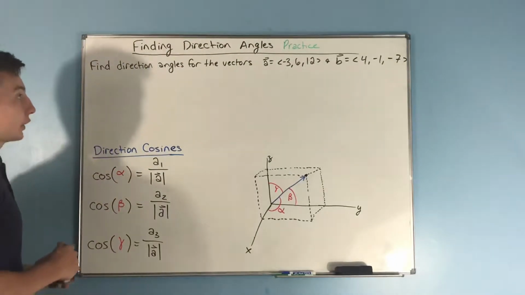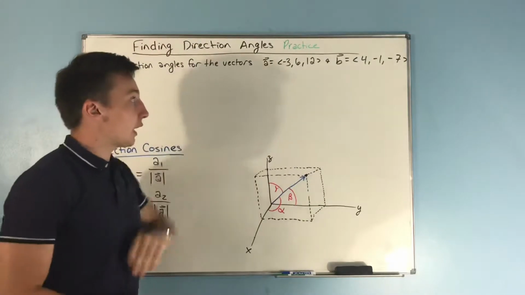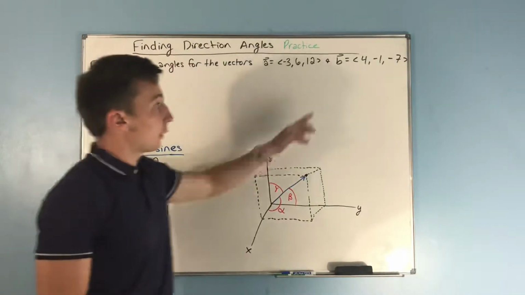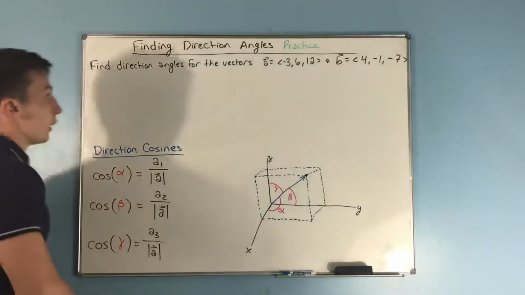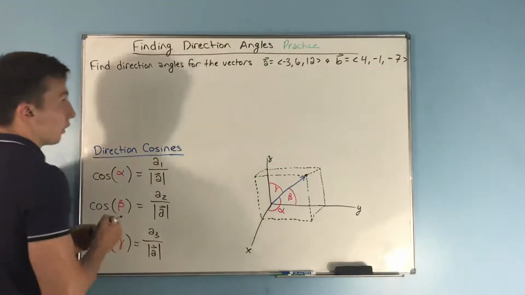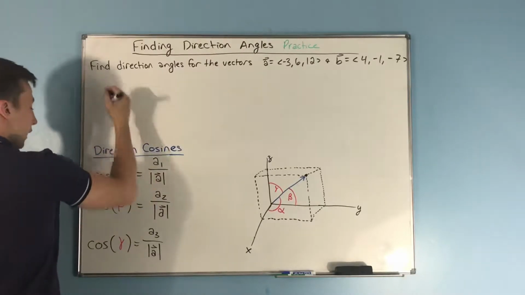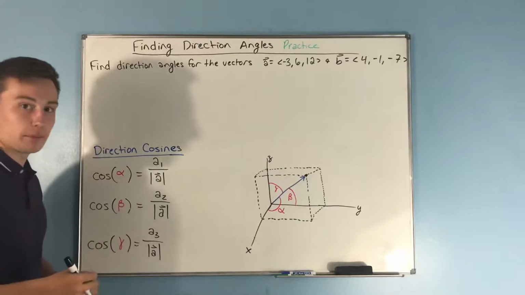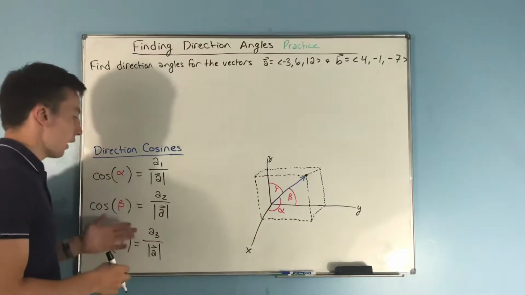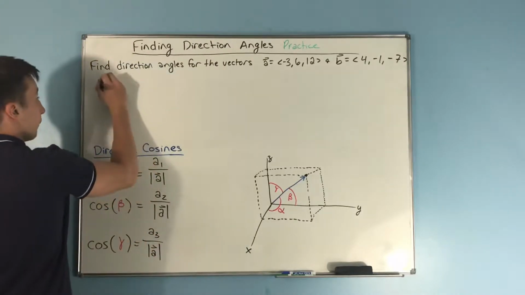We want to find direction angles for the vectors. We have vector A, which is -3, 6, 12, and we have vector B, which is 4, -1, -7. Okay, so let's start off with our first vector, vector A. You see here that we already know A1, A2, and A3. All right, we know that. But we don't know the magnitude of A, and that's the first thing that we need to find.